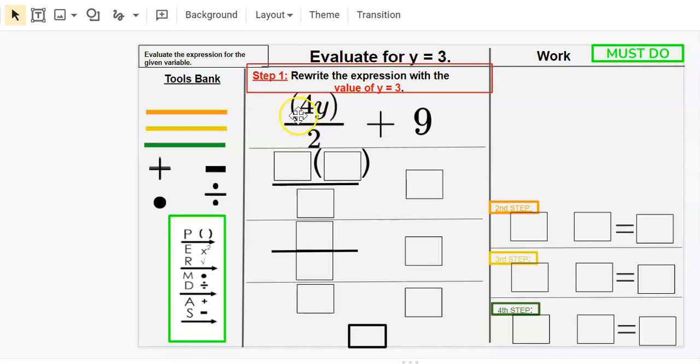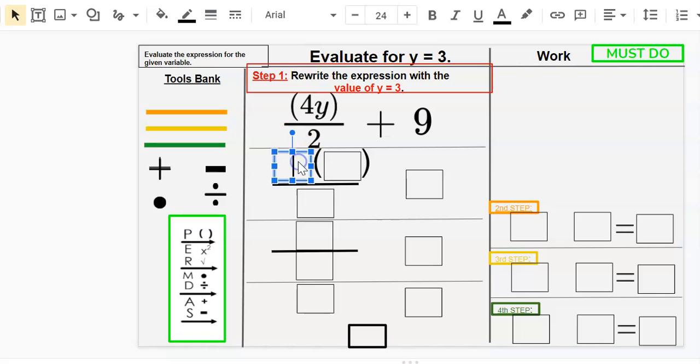In this problem, we see 4y divided by 2 plus 9. So since we are evaluating an algebraic expression, 4y equals 3, remember that that is our first step right here, rewriting the expression with the value that we were given. In this case, the value of y is 3. So I'm going to put a 3 where I have that y.